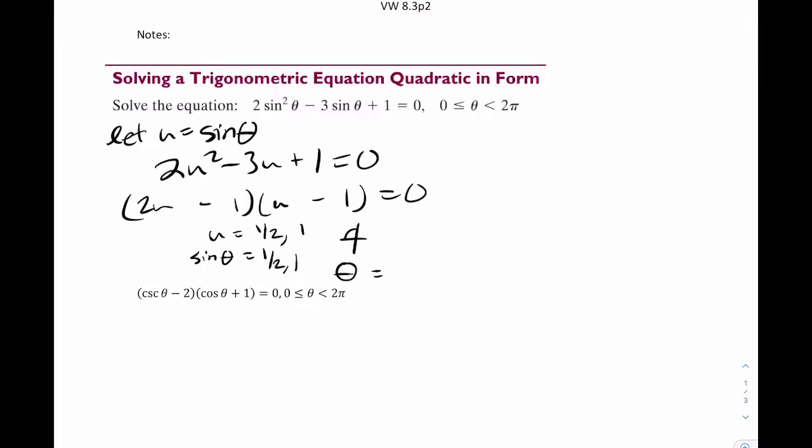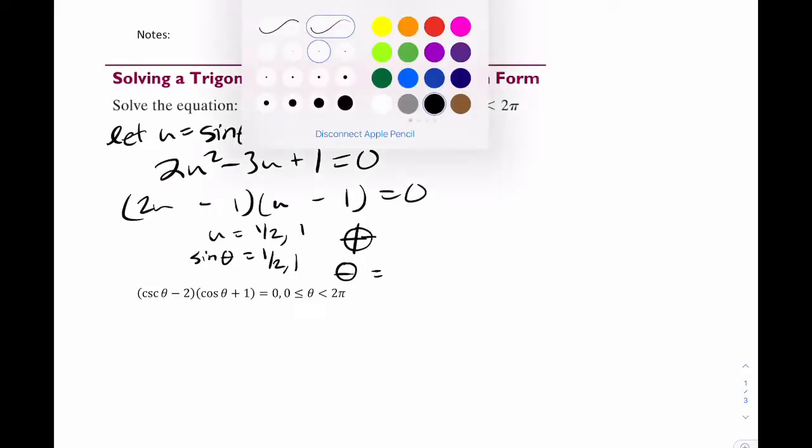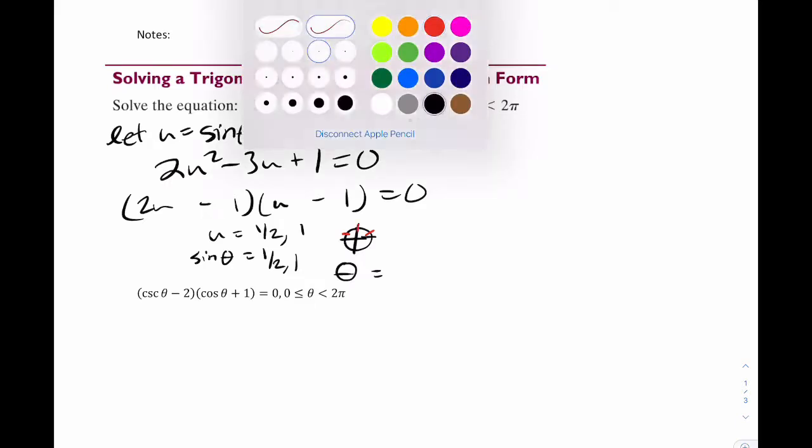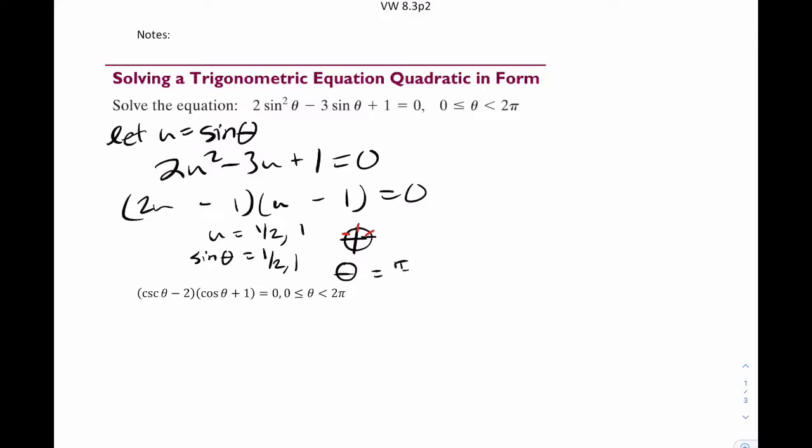If you want, you can draw your circle like this. 1/2 happens right here and here, and then 1 happens right there. So our three answers are pi over 6, 5 pi over 6, and pi over 2. And notice how I'm stopping there. That's because it says theta is between 0 and 2 pi. So that's important to know. This is only referring to one rotation.